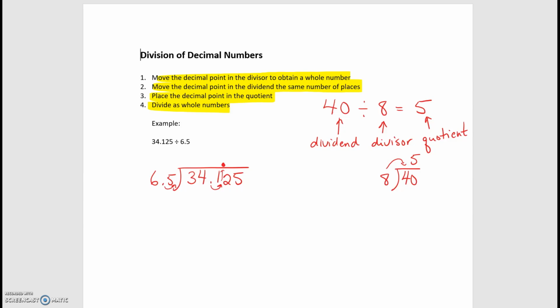Divide as whole numbers. So we're looking to see how 65 can go into 3. It can't. 65, can it go into 34? No. 65 into 341. I'm going to do a little bit of trial and error to see how many times does 65 go into 341. So I'll go to the side over here and I'll take a little estimate, 65 times 4.